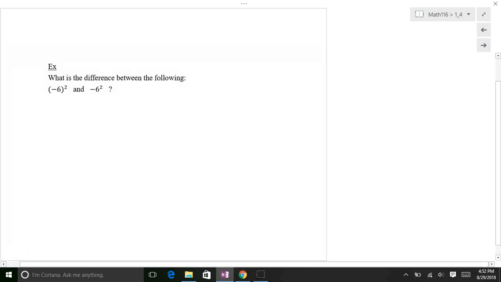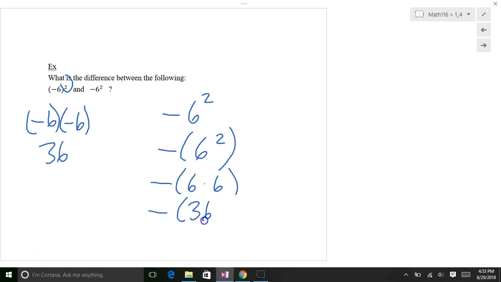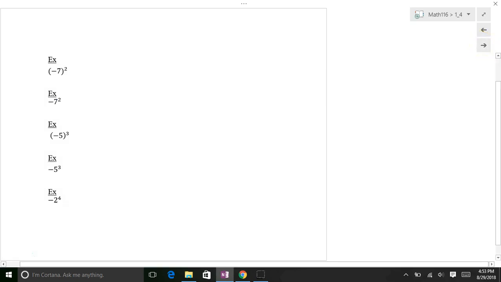So what's the difference here with these notations? Notice you've got negative 6 squared, so there's 2 of those. Negative 6 times negative 6, 36. Whereas this one, negative 6 squared, means do the 6 squared first, and then apply that negative out front. So negative 36. It makes a difference if you've got those parentheses or not.